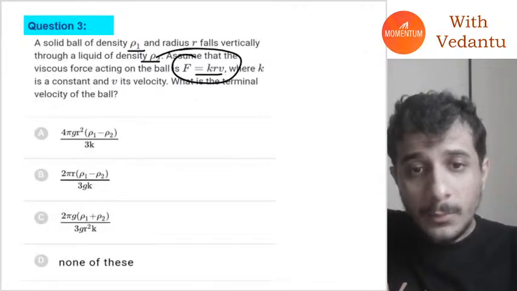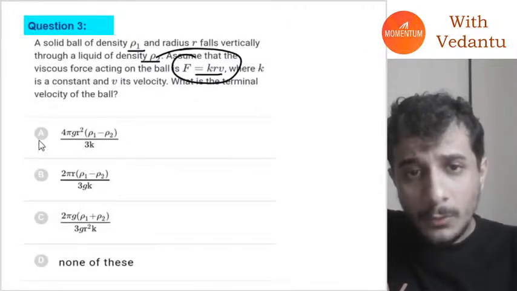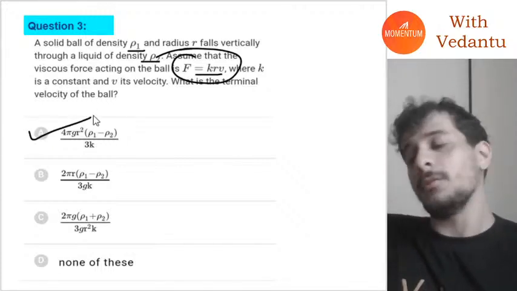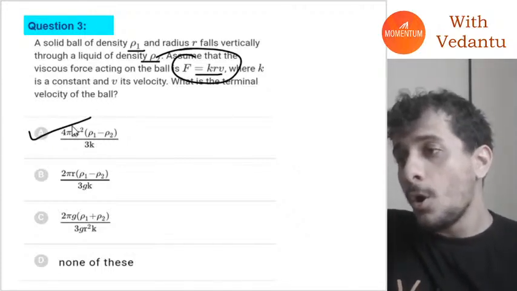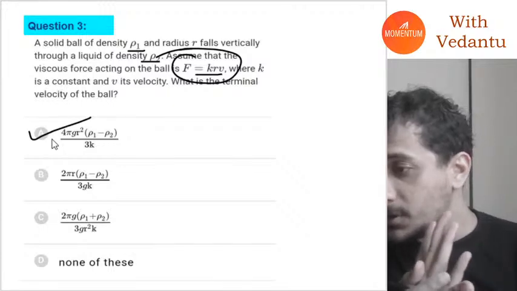If you check, that will be equal to 4 pi g r square rho 1 minus rho 2 by 3k. That will be option A.